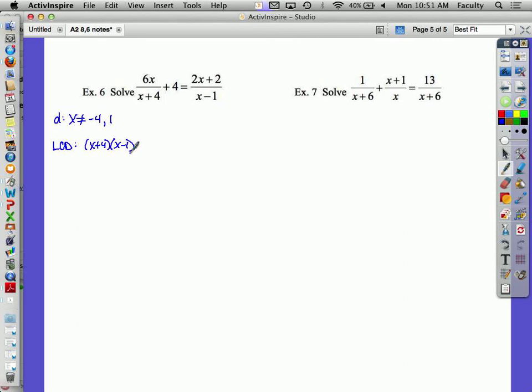So the domain, x can't be negative 4 or 1. The LCD is x plus 4 times x minus 1. I'm going to let you keep working just to make sure we're on the right track.